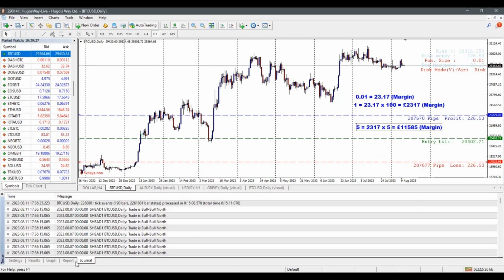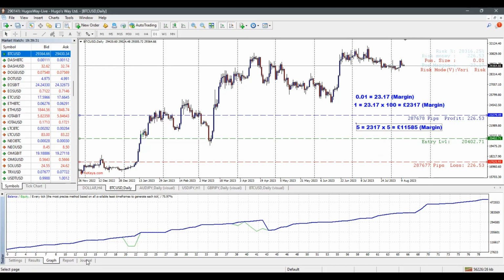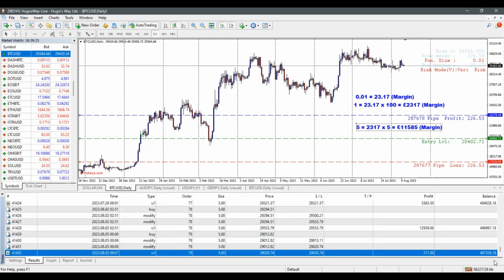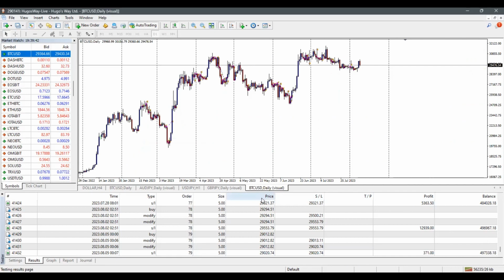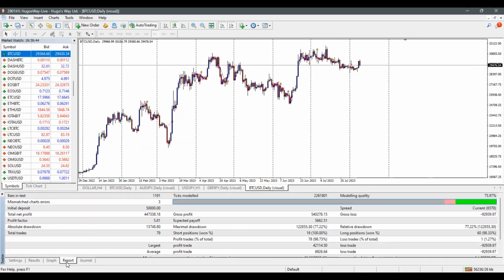So I hope you guys can see the versatility of this robot. Now it says that we finished the testing here, and let's take a look at the results. You can see the final result is that we made just less than $500,000 from this robot. The robot stopped trading now, so let's have a look at the journal. Here's the report, so you know that this is not made up.